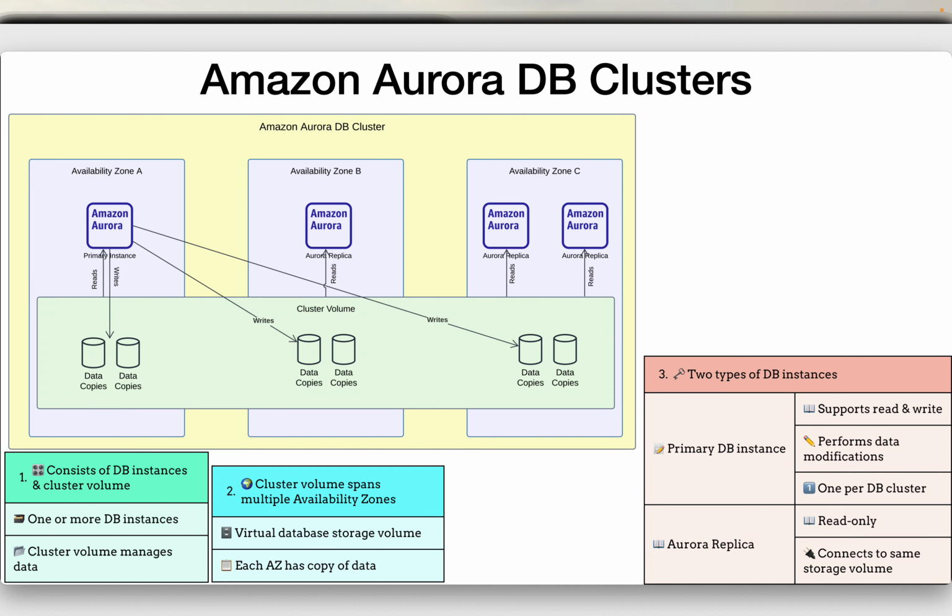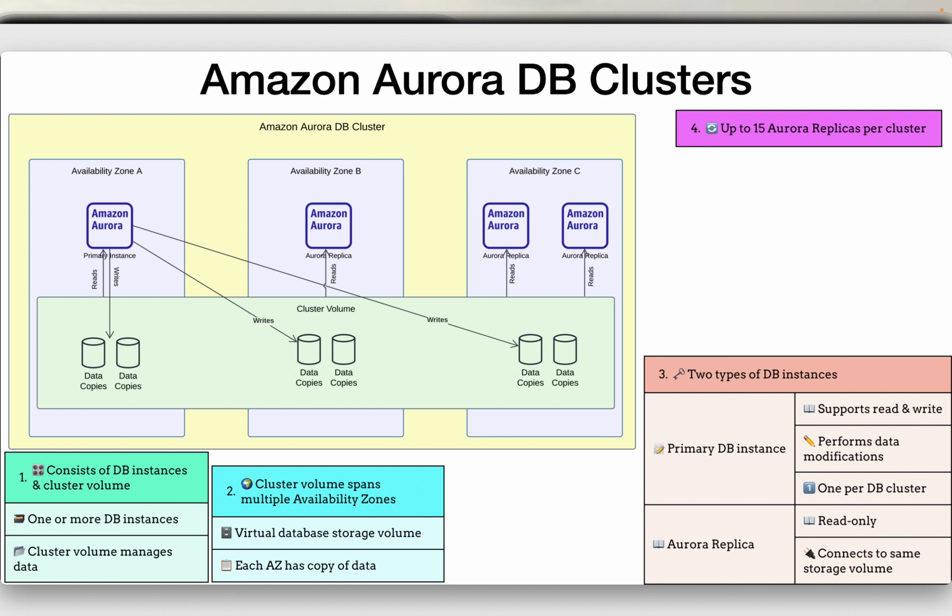Two types of DB instances. First one, primary DB instance for read and write. This supports read and write operations and performs all data modifications to the cluster volume. Each Aurora DB cluster has one primary DB instance.